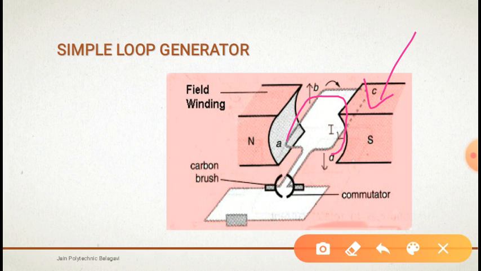So the ends of the coil are joined to two slip rings A and B, which are insulated from each other and from the central shaft. These two brushes on the slip rings collect the induced current in a coil and give it to the external load resistance. So imagine that the coil is rotating in clockwise direction.